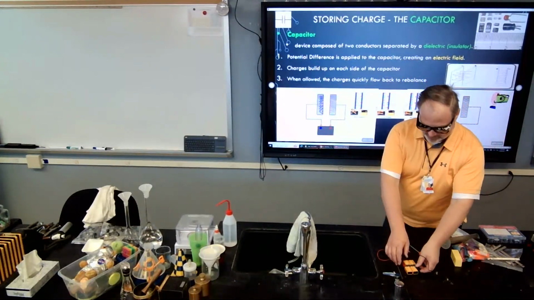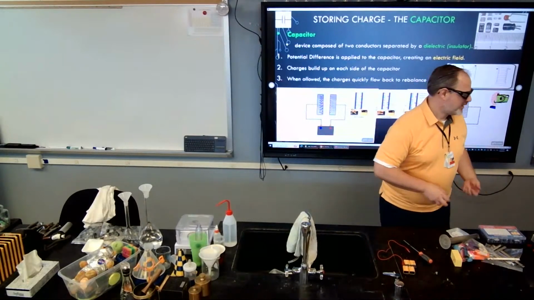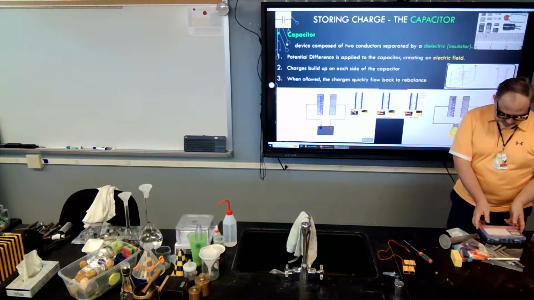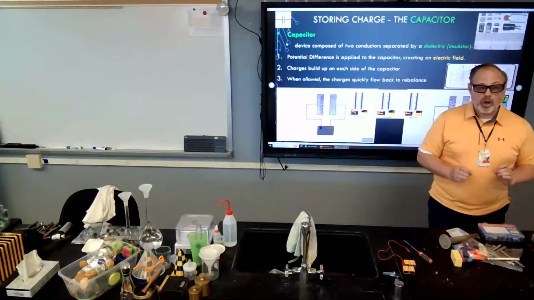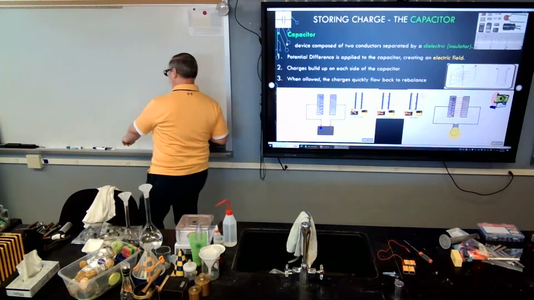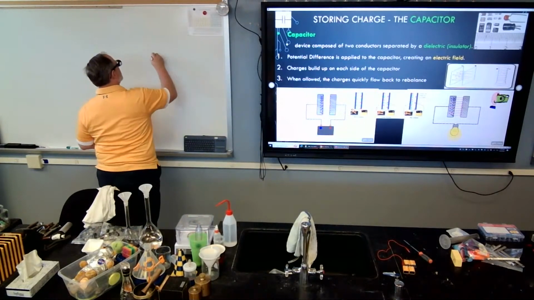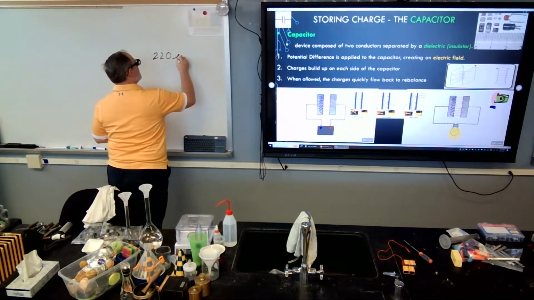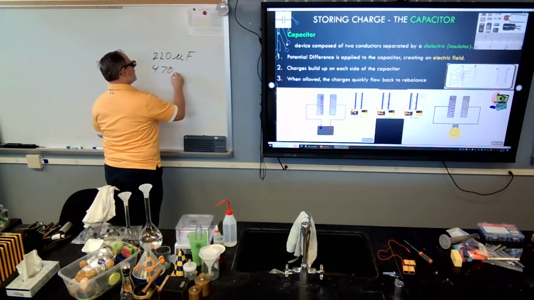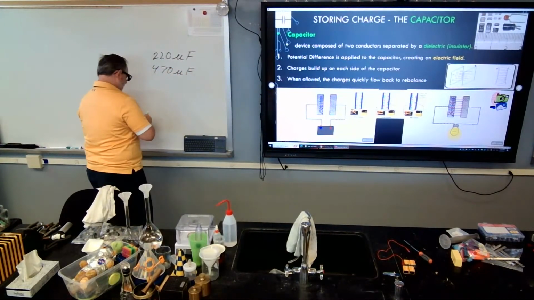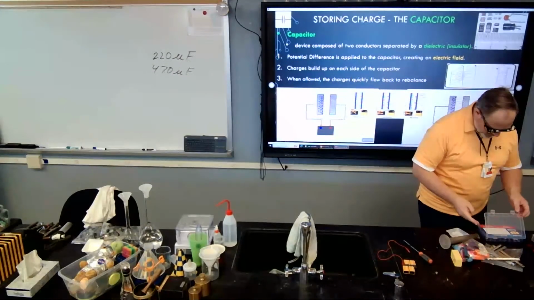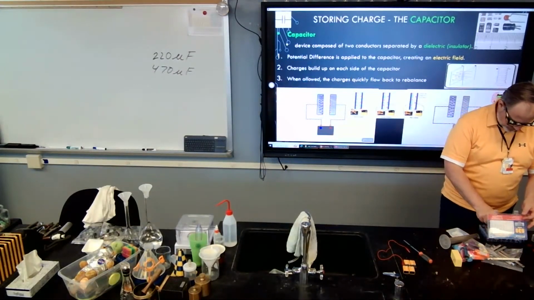So, want to do it again? Yeah, sure. Now this is interesting, we found out last period. That was a 220 microfarad capacitor. We'll explain what that means again. So that small one was a 220 microfarad capacitor. This next one is a 470 microfarad capacitor. And no big surprise, the 470 is bigger by just a little bit.